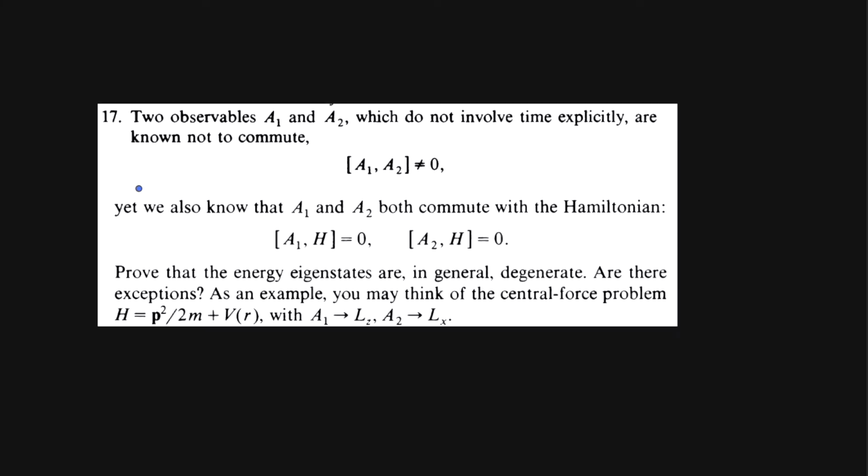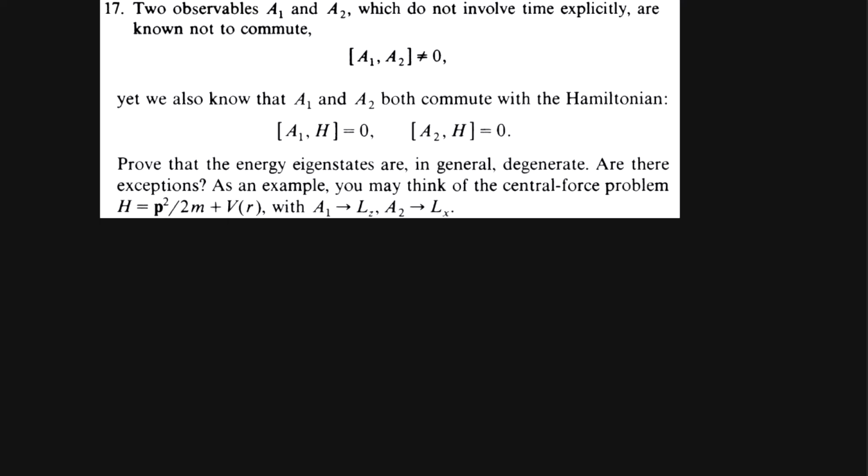question 17. In question 17, it is asked: two observables A and B which do not involve time explicitly are known to commute, [A, B] = 0, yet we also know that A and B both commute with the Hamiltonian. Prove that the energy eigenstates are in general degenerate. So let us prove that. It is a very important concept for quantum mechanics.